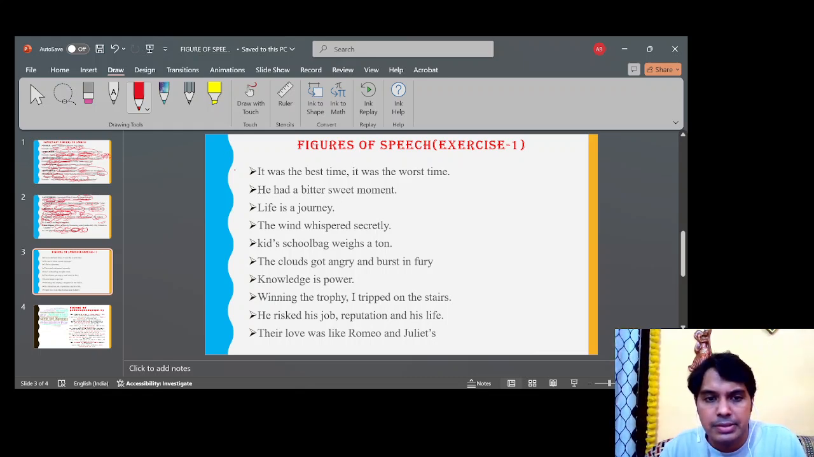So what we have, the first example is, it was the best time, it was the worst time. বলো দেখি এটা কি হবে? Give me the answer. What would be? It was the best time, it was the worst time. See, this is in the balanced form. Of course it is a balanced form and the opposite or contrasted ideas. So what would be the answer?